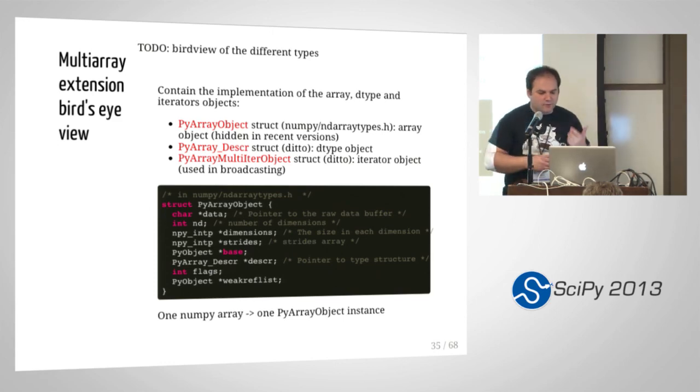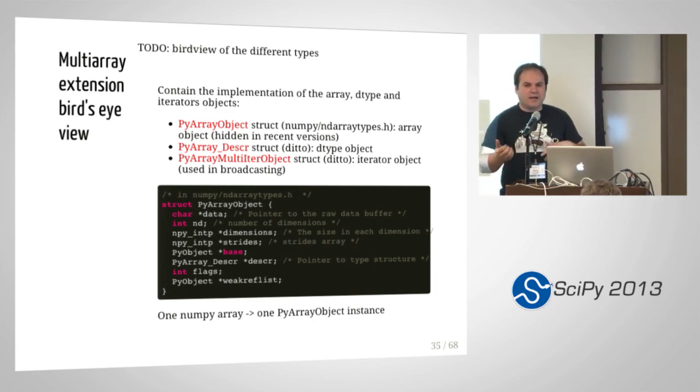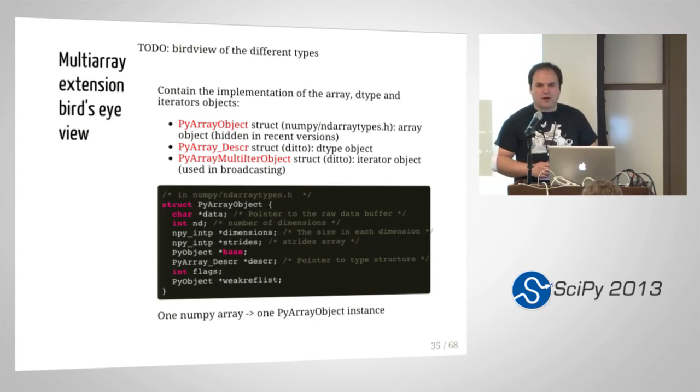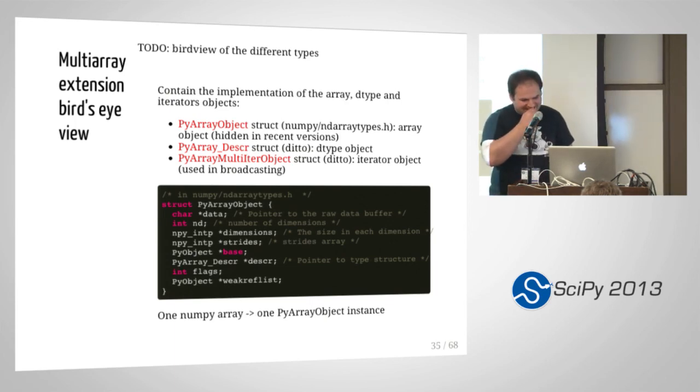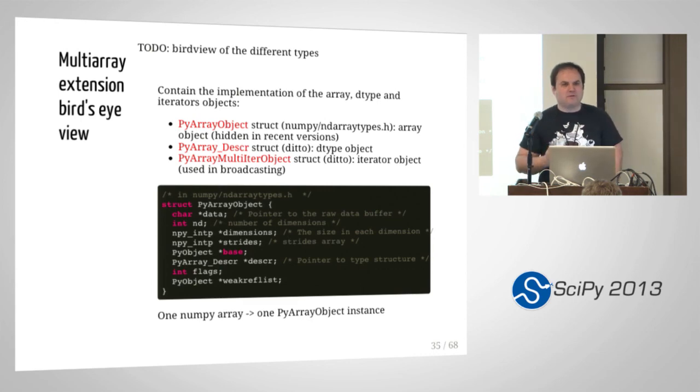If you look into ndarraytypes.h in the actual NumPy source tree, we get something a bit different, with a tag and some kind of wrapping around. But that's not really important for the idea, so I simplified it here. That's why it looks a bit different.